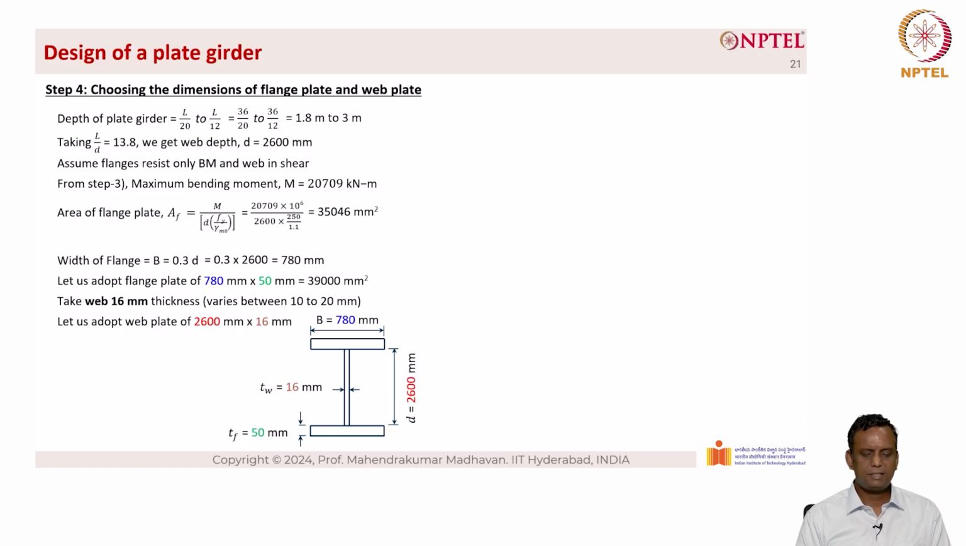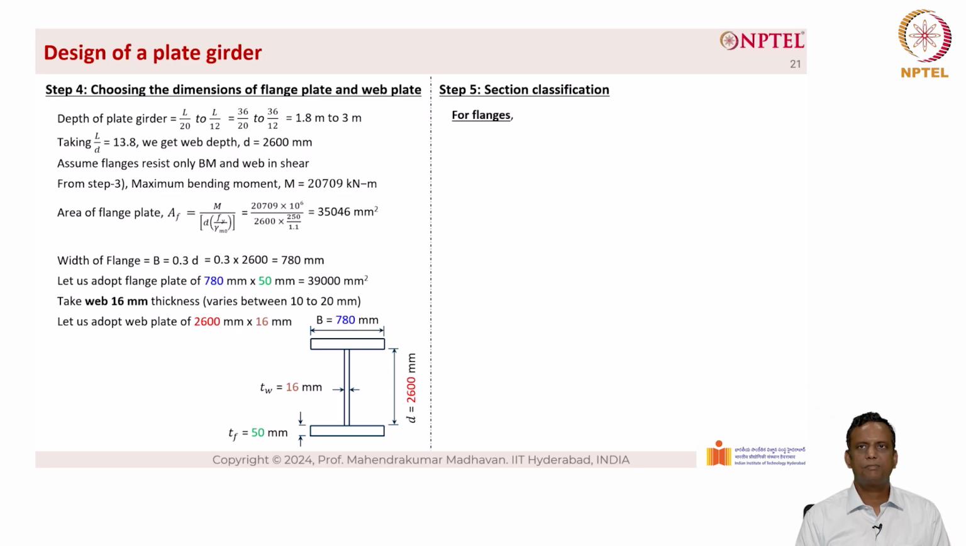So we get the initial dimensions of the plate girder. The width of the flange is 780 mm, the thickness of the flange is 50 mm, the depth of the girder is 2600, basically the depth of the web, and the thickness of the web is 16 mm. Step 5 is to classify this cross section.